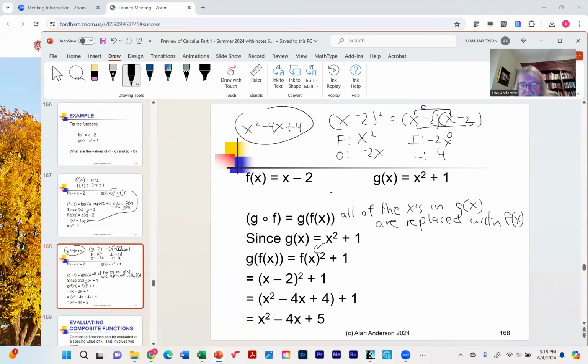Now, of course, if you notice, we have f of x squared, but then we also have this plus 1. So x minus 2 squared is x squared minus 4x plus 4, but then we need the 1. And so this is our final result right here. Okay, so you have to be careful. Yes, the f of x squared is x squared minus 4x plus 4, but we still don't want to leave out that 1. And that's the final result.